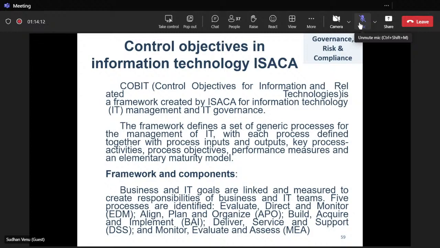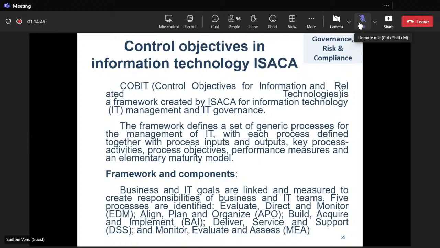And the first one is for evaluate, and the next one is for direct and monitor. That is what we call EDM, and the next one is align, plan, and organize, that is APO, and the other one is build, acquire, and implement, BAI, and the last one is deliver service and support, that is DSS, and monitor, evaluate, and assess. So we have discussed these in the two chapters before, that is for APO, BAI, delivery and support, and monitor and assess.